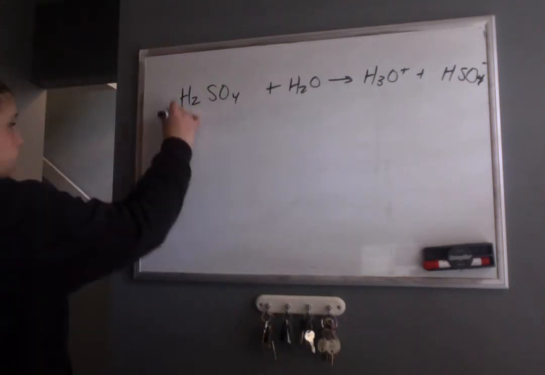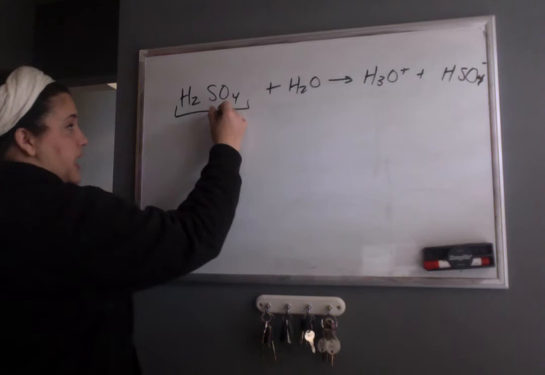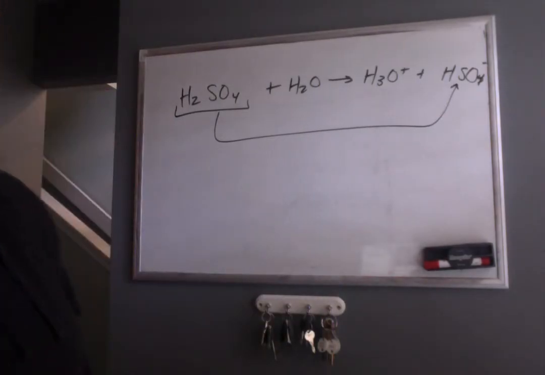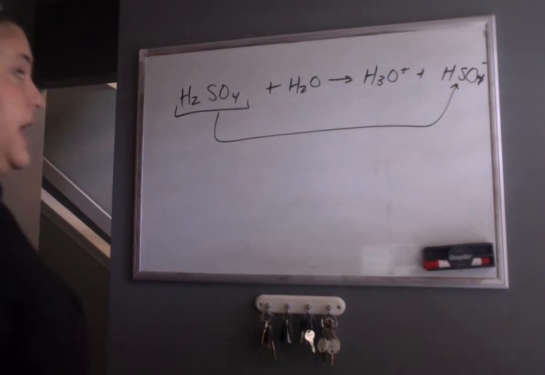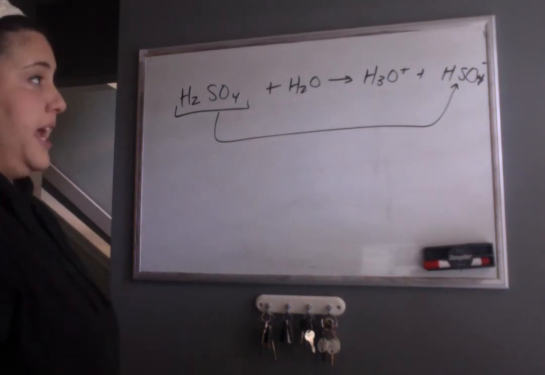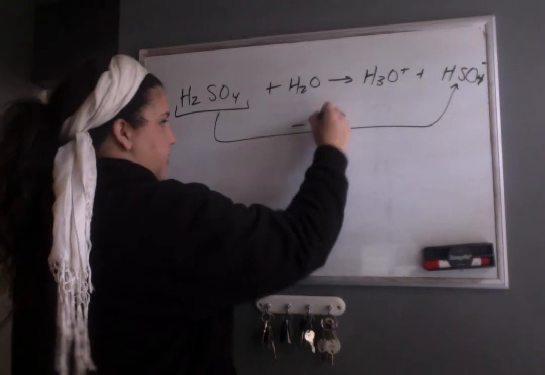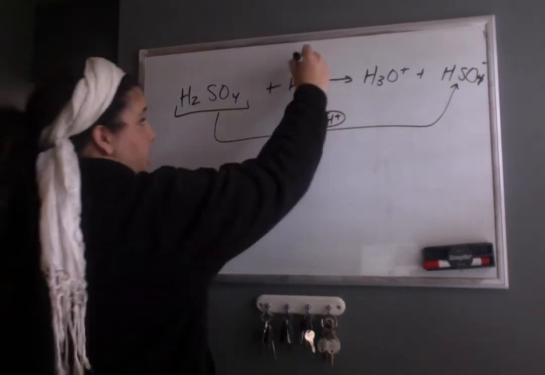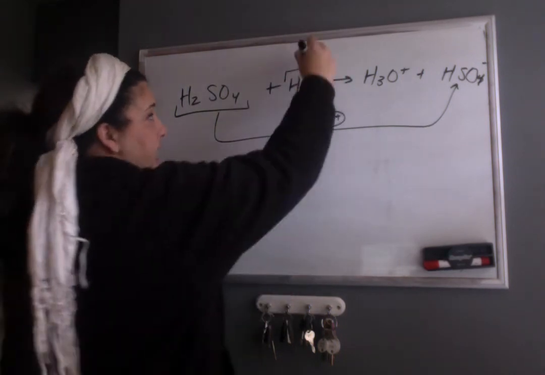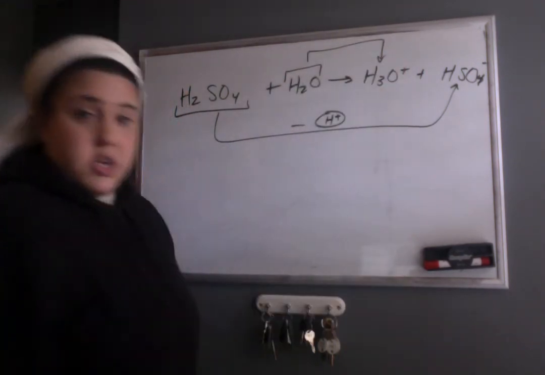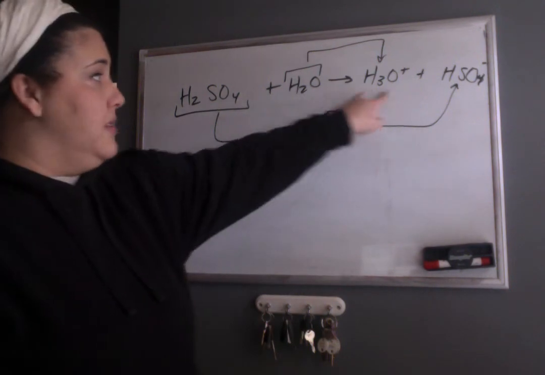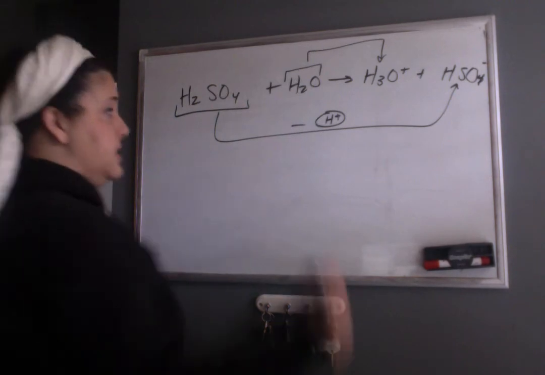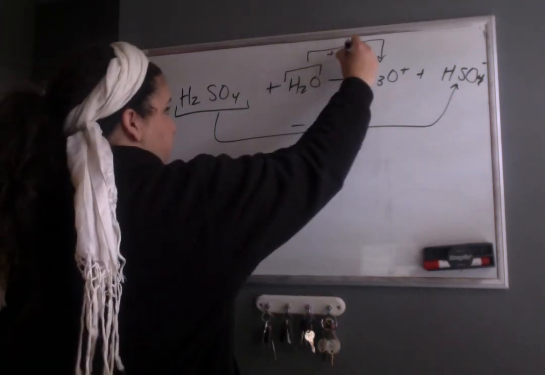So I look at this guy here. I look from beginning to end. I see that that HSO4 character looks most like H2SO4. If I look at this, it looks like, well, what changed? It looks like I lost an H+. Okay, I look at my other player, water. Now water started as H2O and it kind of looks like in the end it turned into H3O+. This is the character that looks most like water. Now to go from H2O to H3O+, it looks like I had to gain an H+.